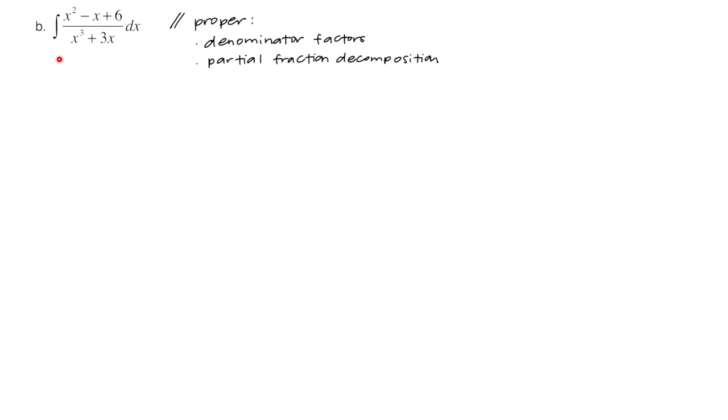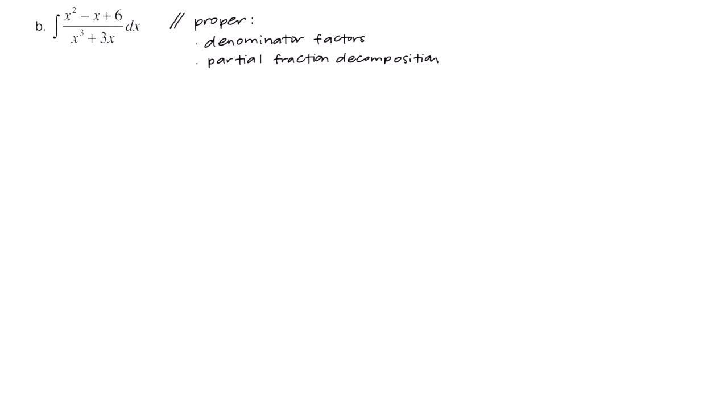Our next example says the integral of, and we have this rational function. Again, this is proper, where the degree of the numerator is less than the degree of the denominator, so I wrote that here. The next thing we want to check is whether or not the denominator factors, and this denominator does, so I noted that the denominator factors.